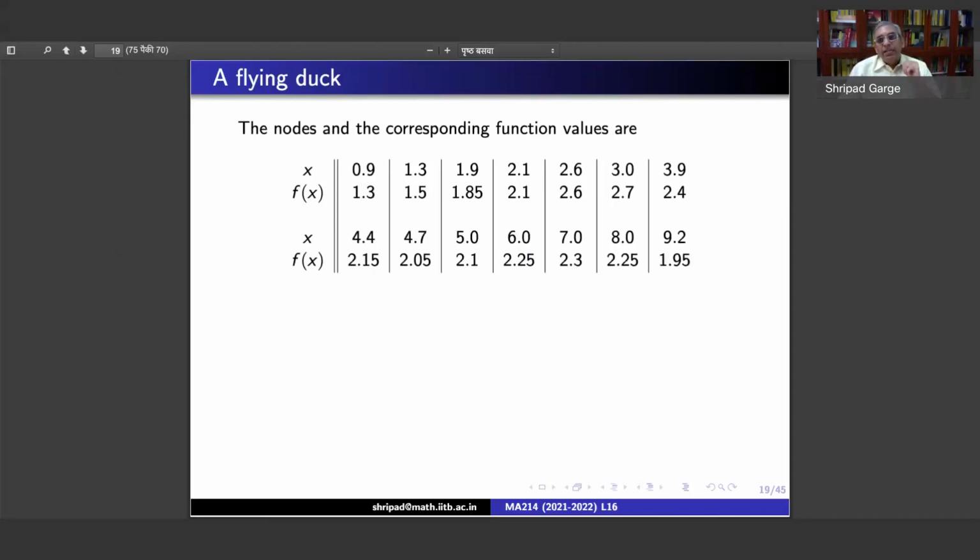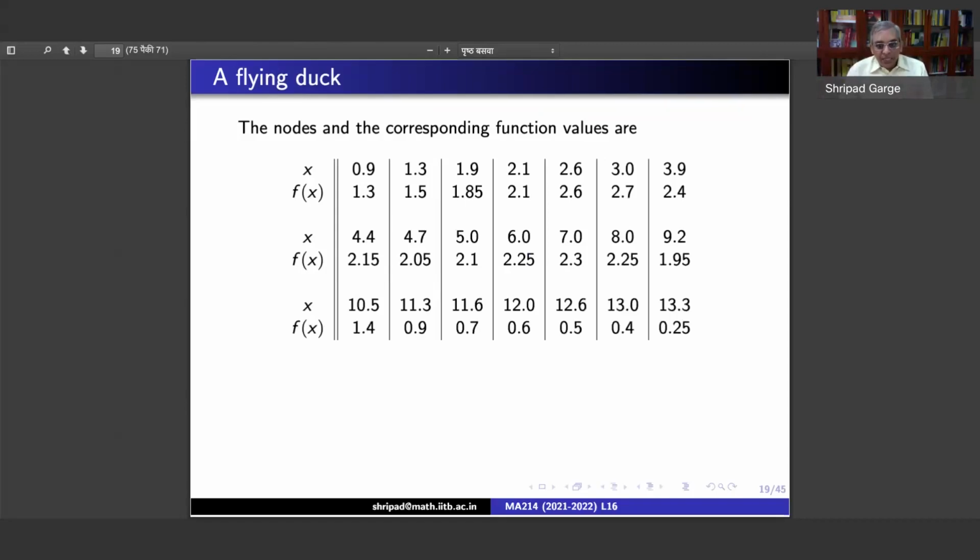These are the next 7 entries. After 3.9 we have 4.4, 4.7. So between 3 and 4 we do not have that many values, but from 4 to 5 we have already 4.4, 4.7, and 5. And I already remarked that after 5 we have 6, 7, 8, 9.2, and then 10.5. And then between 10.5 and 12 we have three values, 11.3, 11.6, and 12, then 12.6, 13, and 13.3. These are the 21 nodes, and these are the corresponding values.